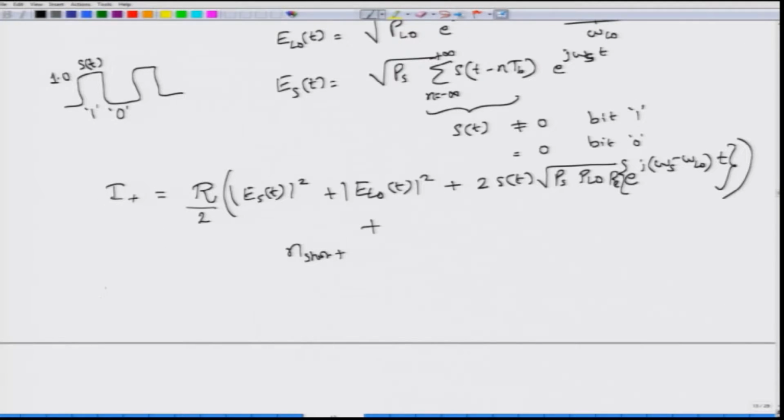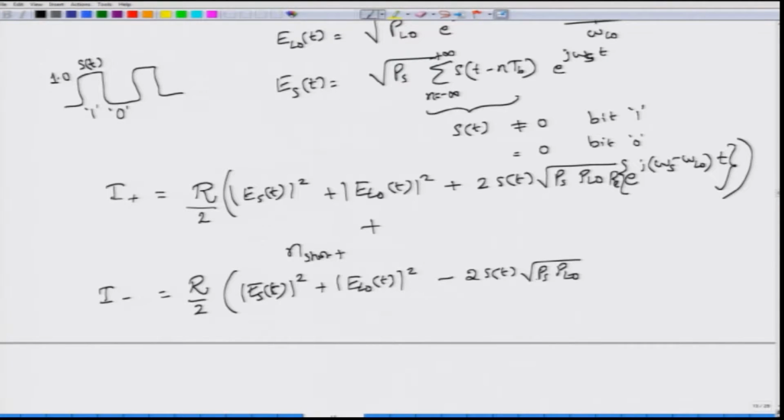Okay. You can write down I minus in a very similar fashion. So you have R by 2, you have the magnitude square of Es of t plus the local oscillator signal. In place of a plus you get a minus sign here, you have S of t square root of Ps PLO, and here recognizing that omega s is equal to omega LO. Remember, we have assumed that the frequency is locked to the transmitter frequency and the frequency of the local oscillator is exactly equal to the transmitter frequency. So no frequency offset, this goes to 0.